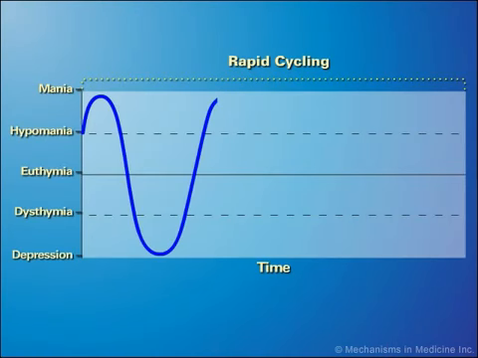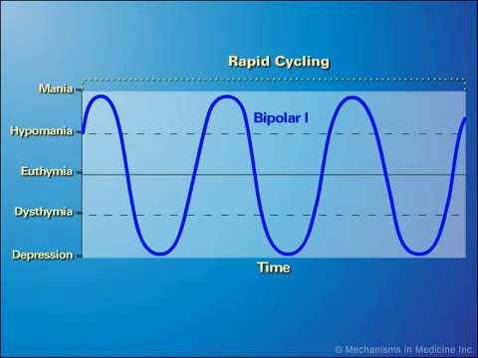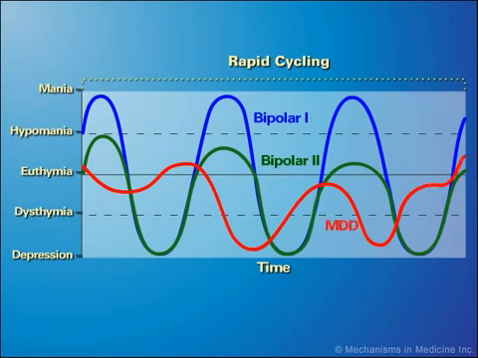Bipolar I disorder involves a manic or mixed episode in contrast to bipolar II disorder, which involves at least one major depressive episode and at least one hypomanic episode, but no full manic or mixed episodes. Bipolar disorder should be differentiated from major depressive disorder, or MDD, which is diagnosed when a patient experiences one or more major depressive episodes without any lifetime episodes of hypomania or mania.